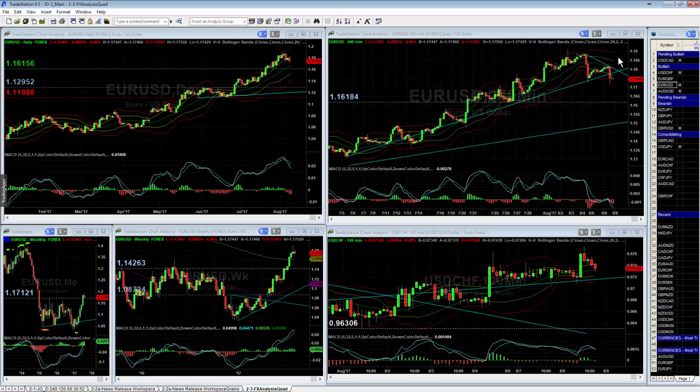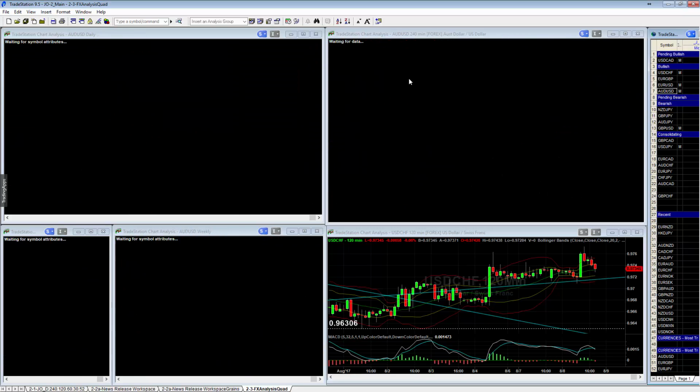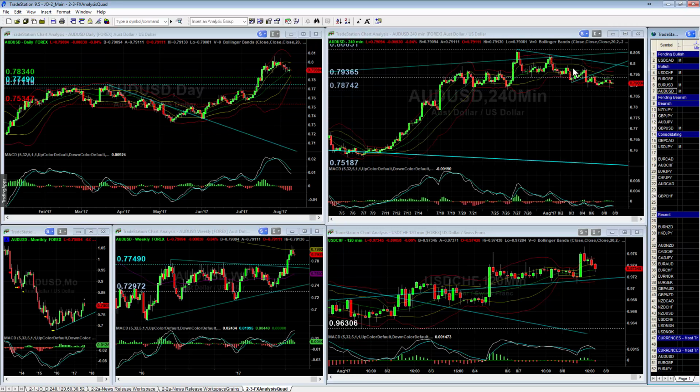For the euro US dollar, we are putting in a consolidation downtrend line here, and that gives us an opportunity for an entry, perhaps if we can get above this trend line here, something around 1.18 or so. And for the Aussie US dollar, you can see we're really starting to trend lower here, and maybe we're going to be switching our status on this one.